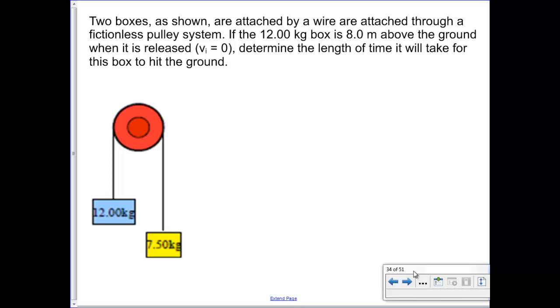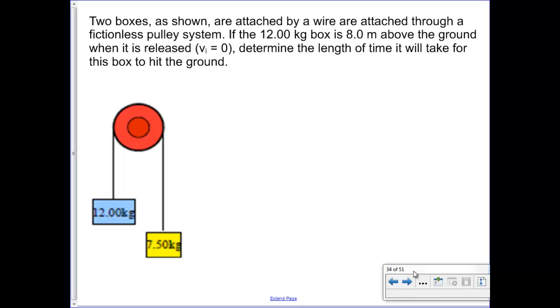This is a good example of a question where not every question I can give you is just going to be exactly like the previous one. Here what we're going to do is put two boxes on a pulley, and we're going to let them go. Look at the diagram here. You've got a 7 kilogram box on one side and a 12 kilogram box on the other side. What's going to happen? Yeah, the 12 kilogram box is heavier, so it's going to have more force. So it's going to pull the blue box down, and the yellow box will go up.